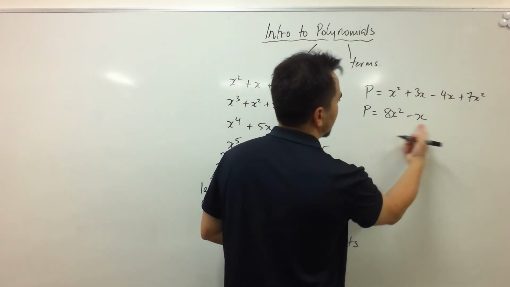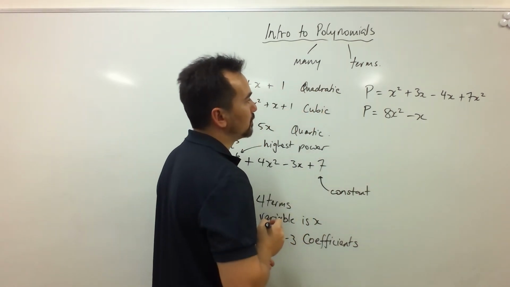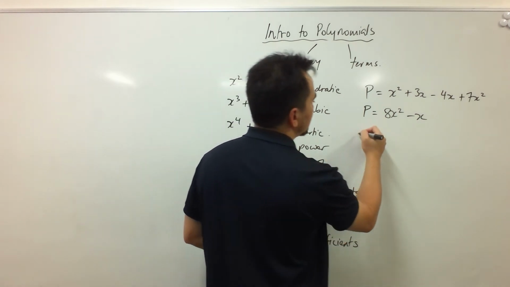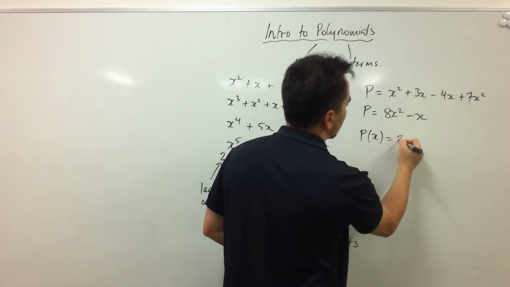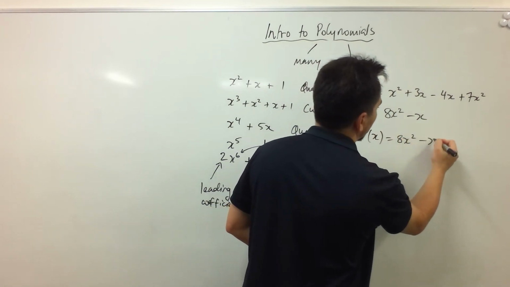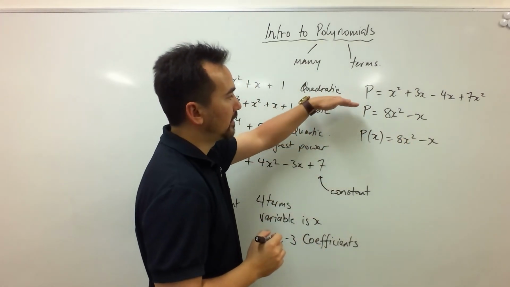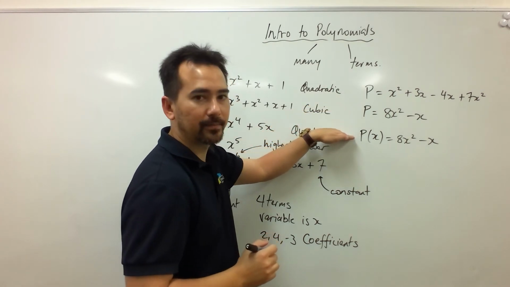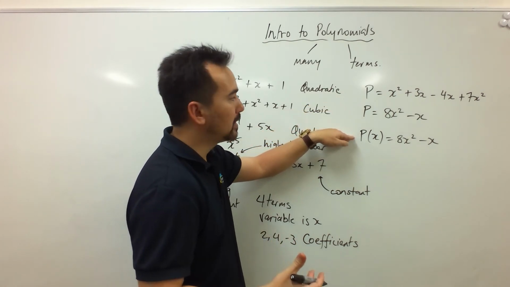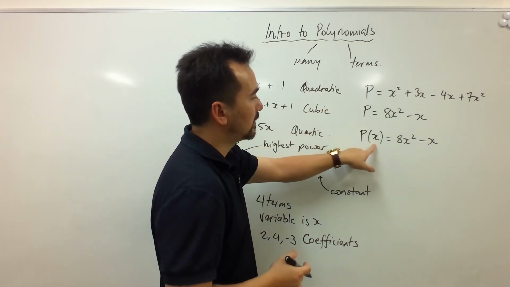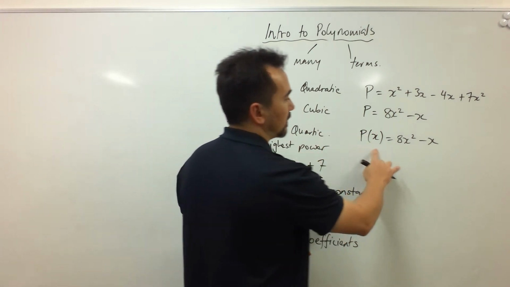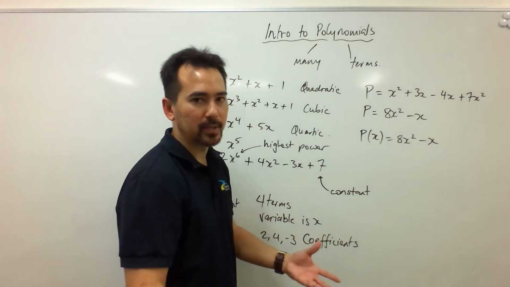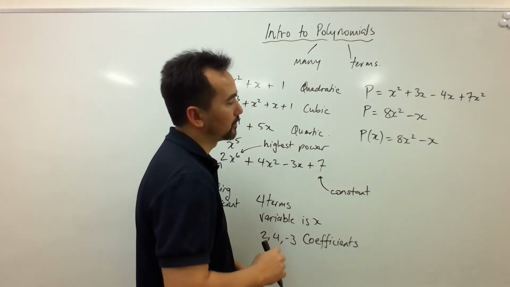All right, one more thing. Let's say I'm going to take p, the function p, and I'm going to say p in terms of x is 8x squared take away x. Notice that this function and this function are the same. All I've done is I've introduced the x in brackets, and that tells us that the function is going to be written in terms of x. That's all that x means there.